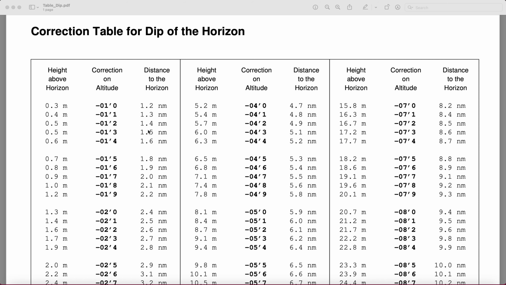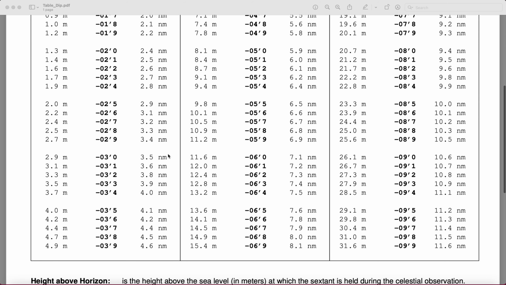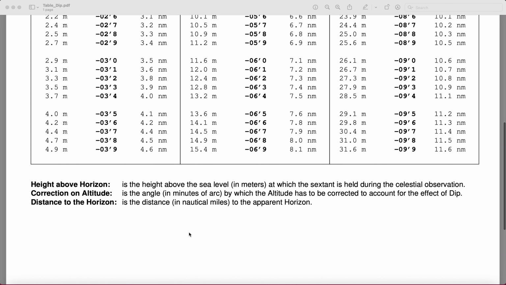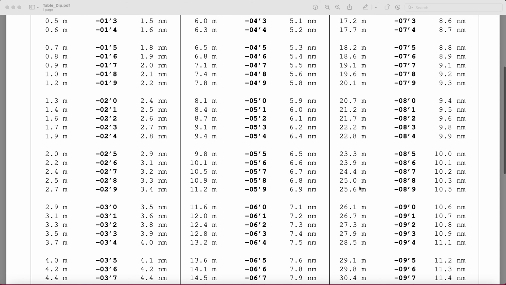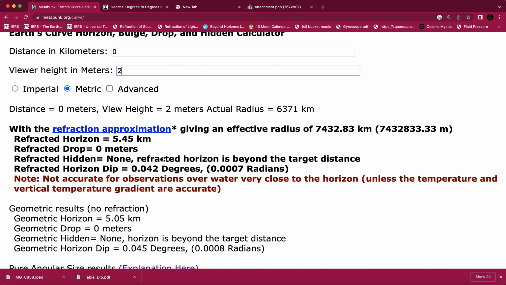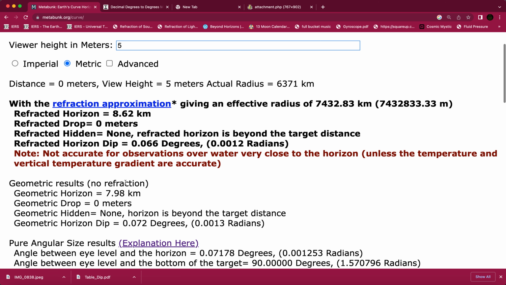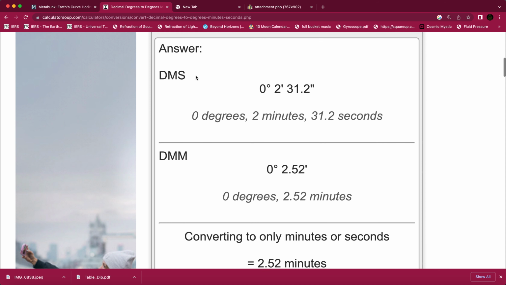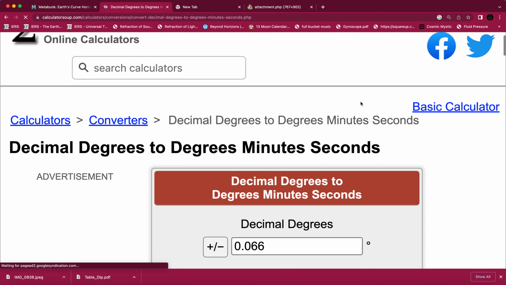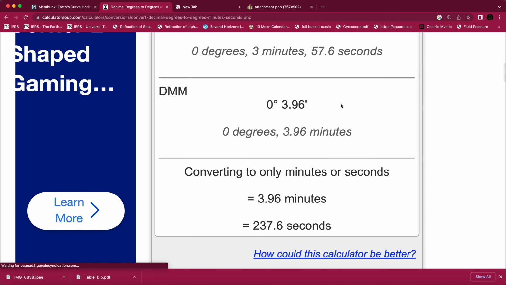So in reality, what is a right angle triangle, right? And the correction for 2 meter observer height, which is the height above sea level in meters at which the sextant is held during the celestial observation, right? The globe's standard refraction horizon is trying to match that, right? So let's go further. Let's go to 5 meters. 5 meters is 0.066 degrees. So we come up here, 0.066, calculate, which is 3.96.